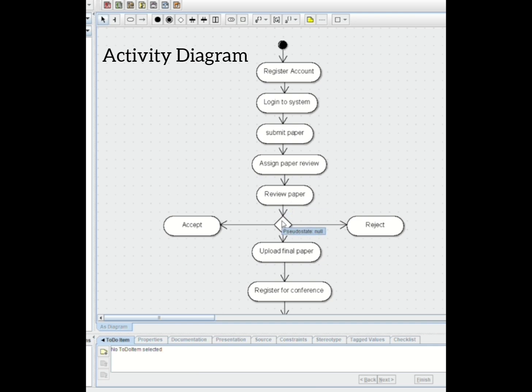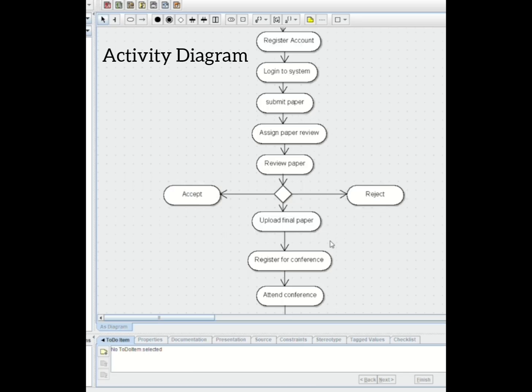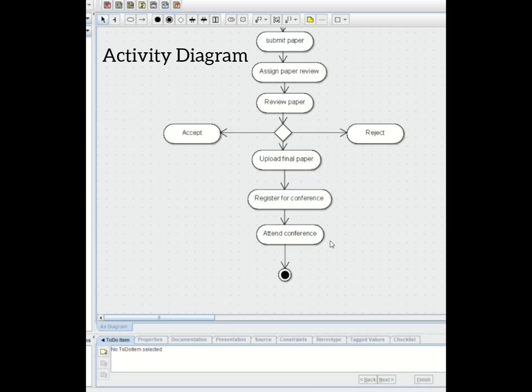Decision. After the review, there is a decision point. The paper will either be in the accept state or the reject state based on the review results. If accepted, the user must upload the final paper and then register for the conference. The final activity is to attend the conference, leading to the final node, which marks the end of the process.